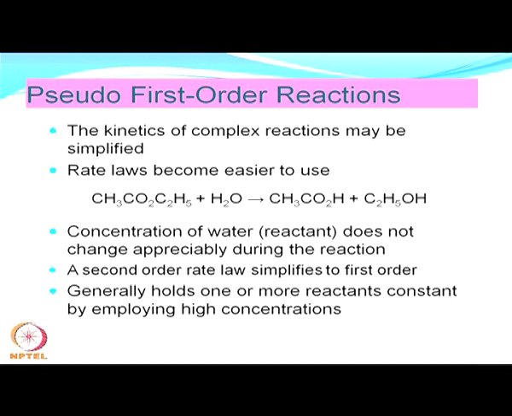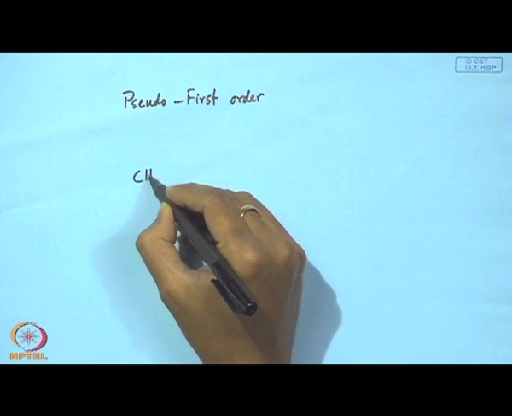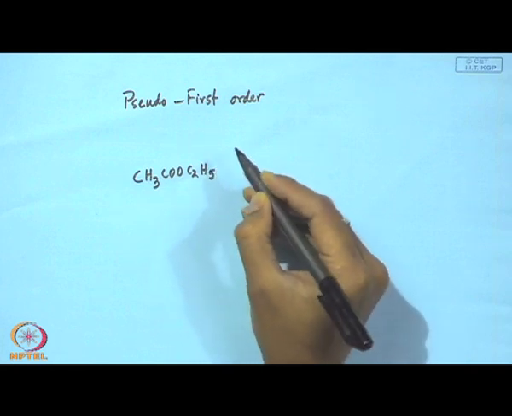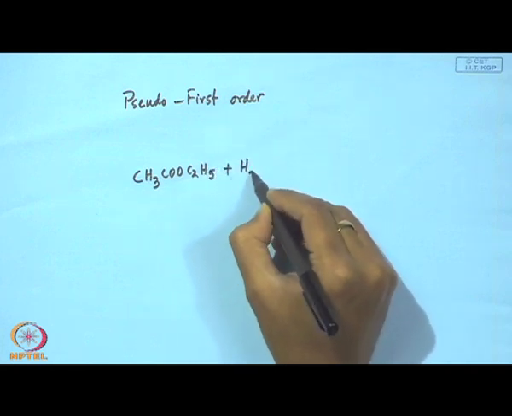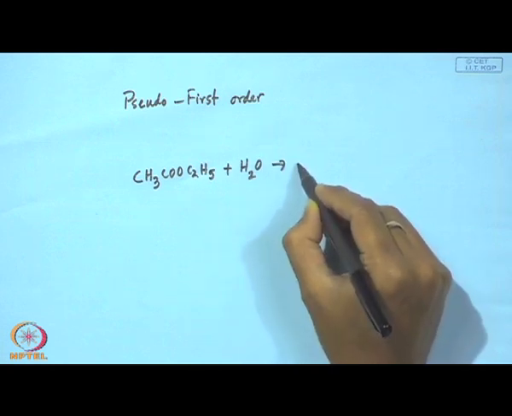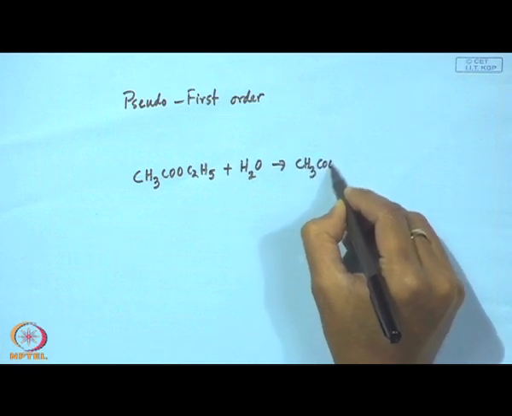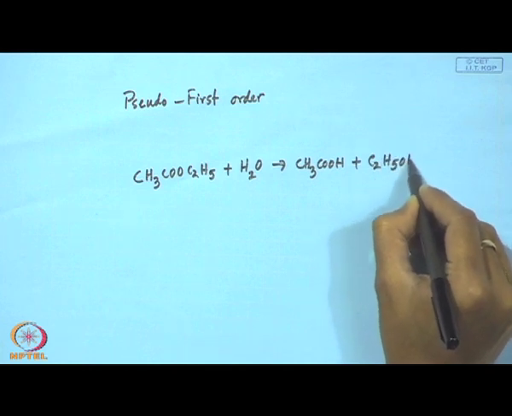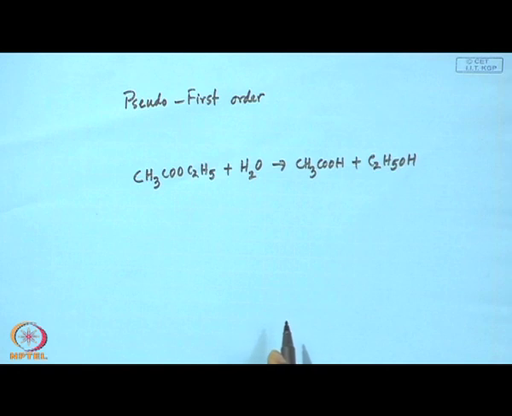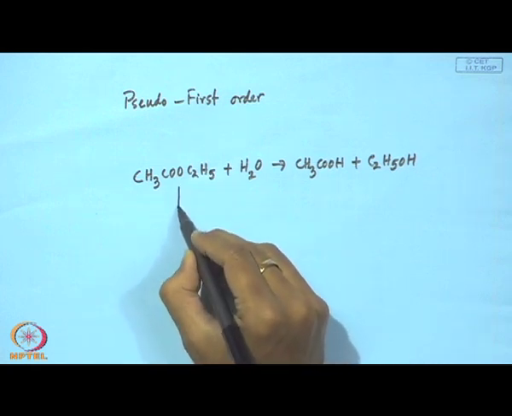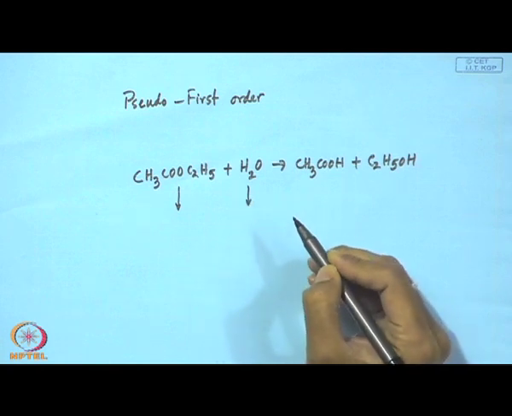Suppose we are having a reaction of this sort, CH3COOC2H5, that is ethyl acetate, in water in presence of maybe a little trace amount of acid, producing acetic acid and ethyl alcohol C2H5OH. So, it is in true sense a second order reaction, that is, rate is proportional to the concentration of this and also the concentration of water.